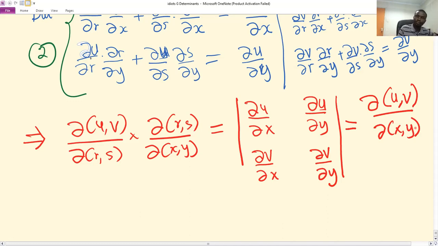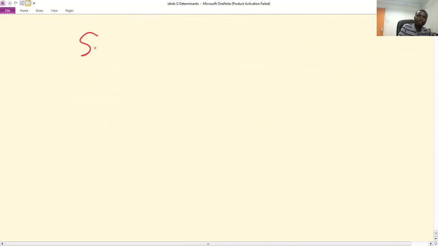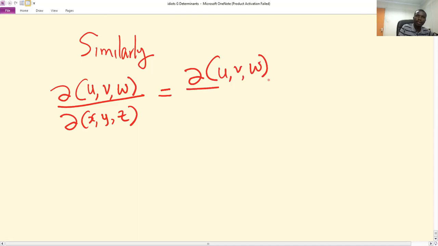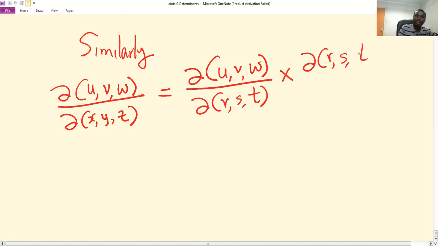Similarly, the Jacobian of U, V, W with respect to X, Y, Z is the same as the Jacobian of U, V, W with respect to R, S, T multiplied by the Jacobian of R, S, T with respect to X, Y, Z. You can prove this one just as we have done in the case of two variables, U, V. Thank you.